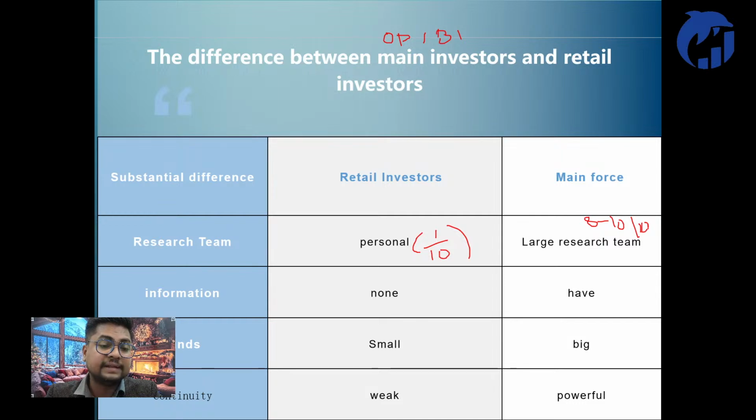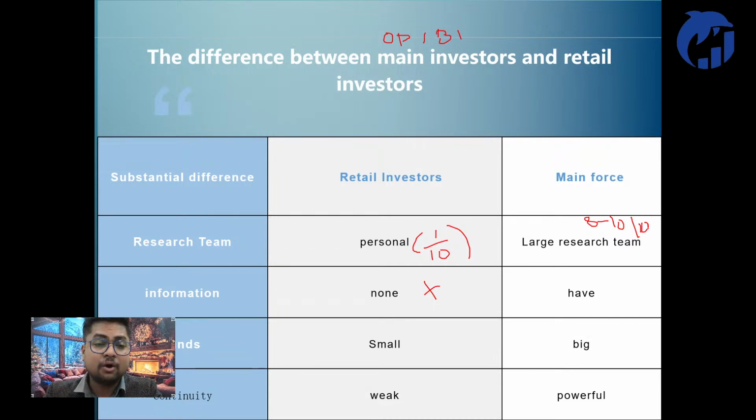So it's 1 out of 10 retailers who are making money. Talking about information, retail investors don't get any useful information. Usually they don't get information, because if it comes on the market, the market will become saturated. So they get the information at the very last, when the market is saturated and they are not able to gain the most benefit out of it.